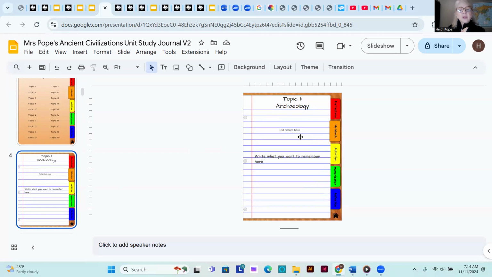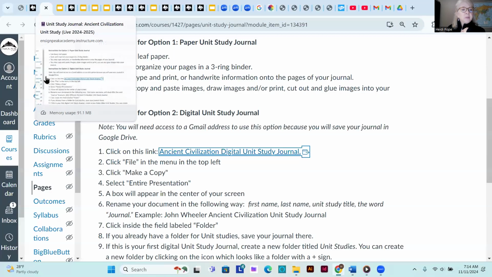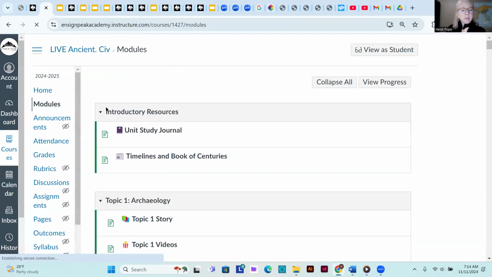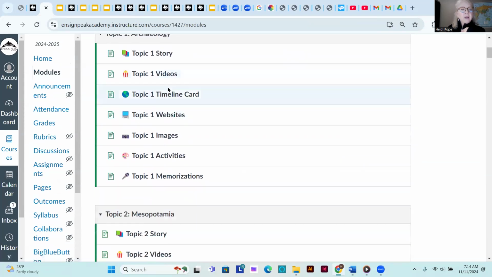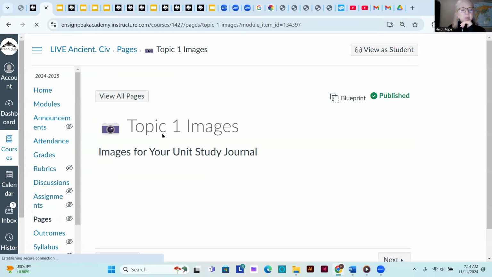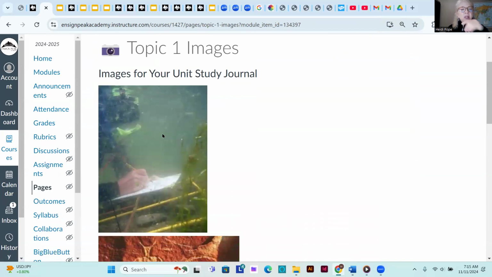And to get to this particular topic page, I need to go back to my topic. Let's suppose I'm doing topic 1 on my ancient civilization, which begins with archaeology. You'll notice that there's a story, there are videos, timeline cards, there are activities and images and memorizations. So I'm going to use images because I'm going to choose one of these to put in my unit study journal.